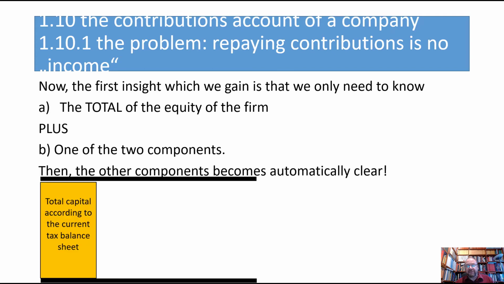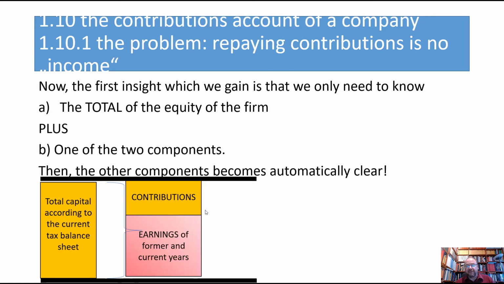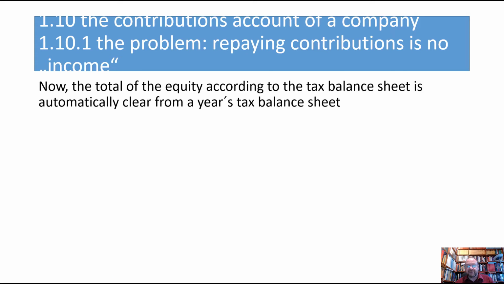So if you have the total equity, and you always have that because if you set up the tax balance sheet on a given date, then you automatically have the total amount of equity according to the tax balance sheet. Now, what you need is then only the amount which is contributions or the amount which is earnings of former years and current year. One of both is sufficient. So if you have the contributions, for example, the earnings would be just the difference.